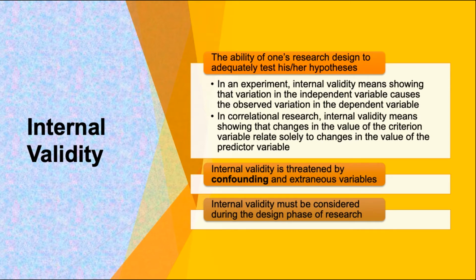In a correlational study, it means showing that changes in the value of your criterion variable rely solely on changes in the value of your predictor variable, and not on changes in other, extraneous variables that may have varied along with your predictor variable. So internal validity is threatened to the extent that extraneous variables can provide alternative explanations for the findings of the study.